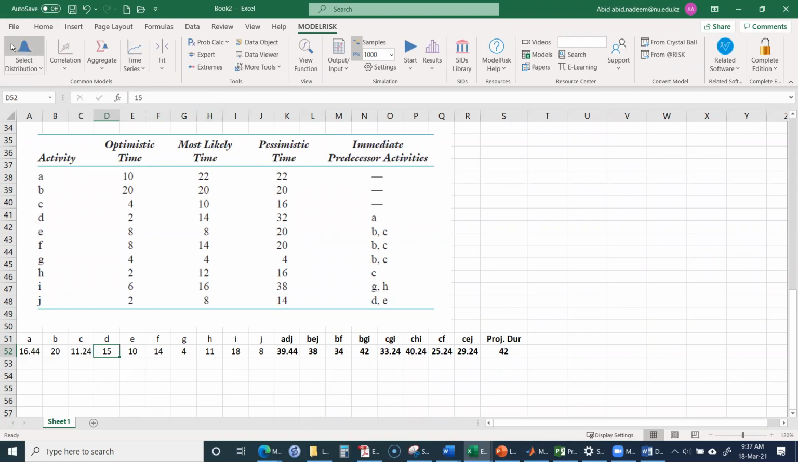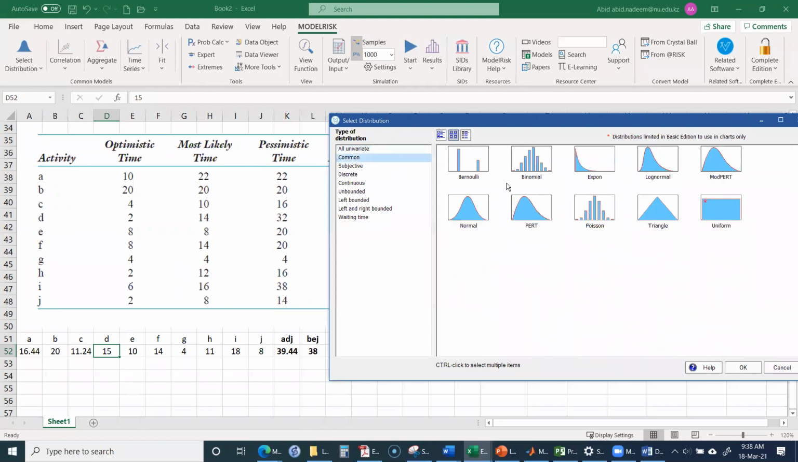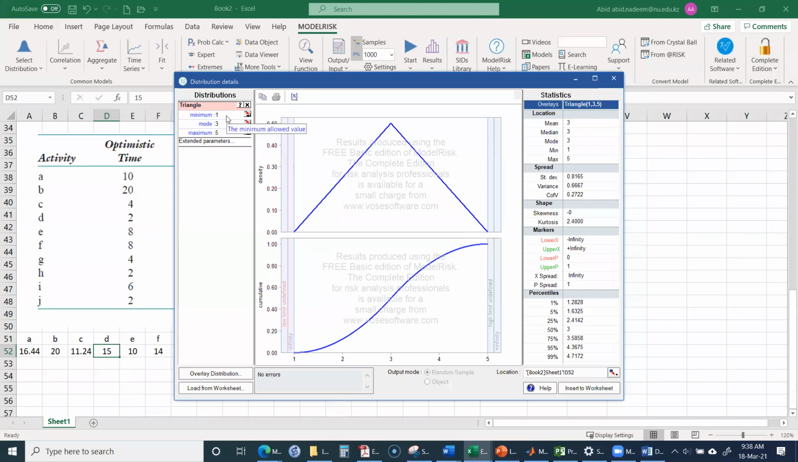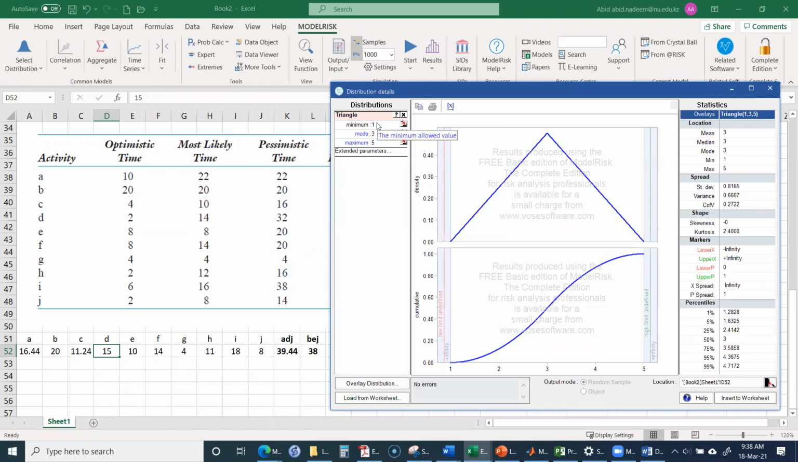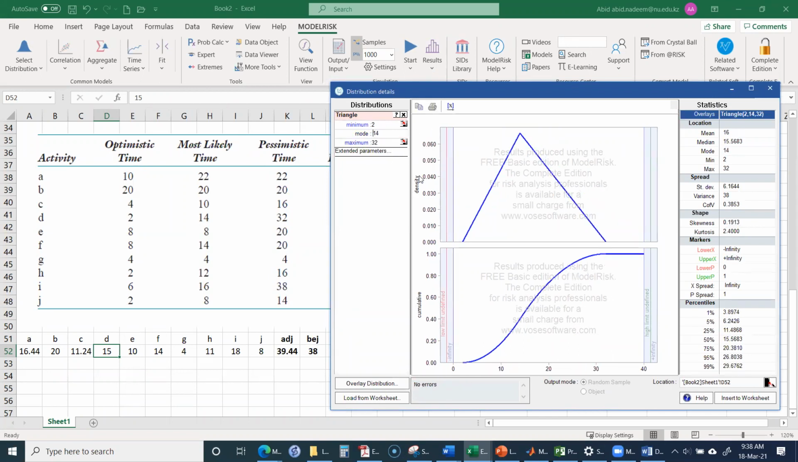And then D. We have to do it for D as well. D is 2, 14, 32. Where is this triangular distribution? Go to common. So D is 2, 14, 32. So it is 2, 14, 32.